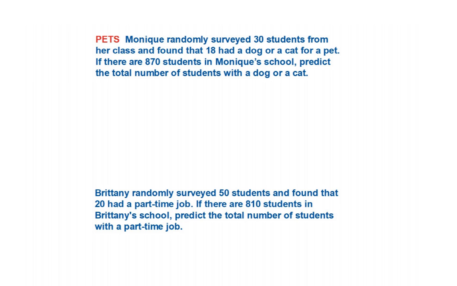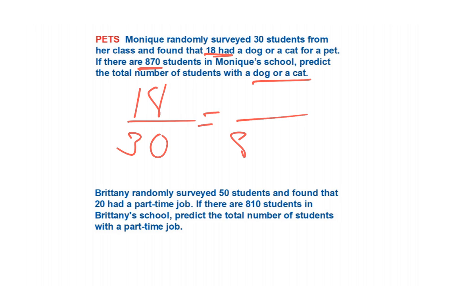I have one of these. We're on page 7 of 9. Okay, so Monique randomly surveyed 30 students from her class and found that 18 had a dog or a cat for a pet, and there are 870 students in Monique's school. Predict the total number of students with a dog or a cat. So out of 30, how many had a dog or a cat? 18. But there are 870, and we want to know how many in the whole school would have it.